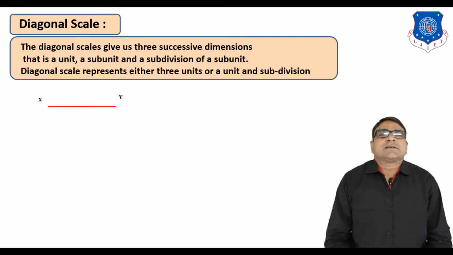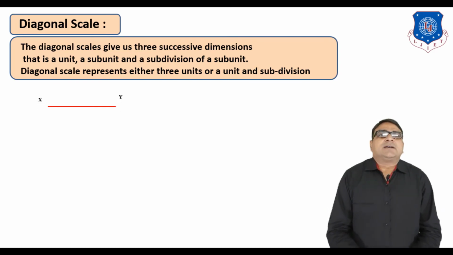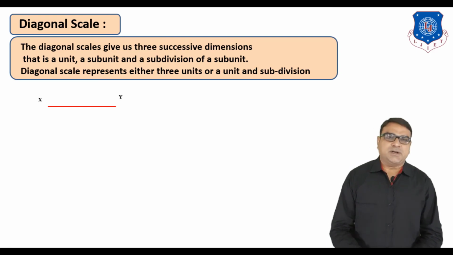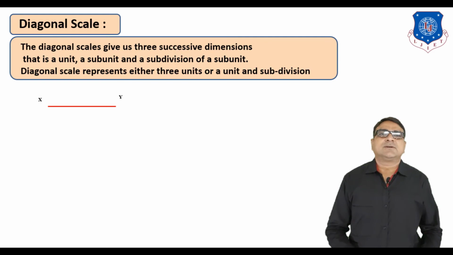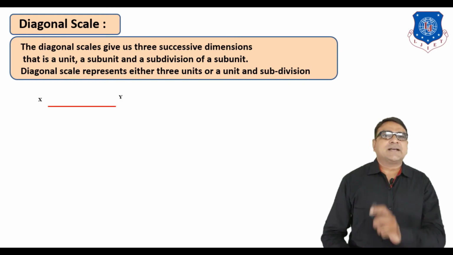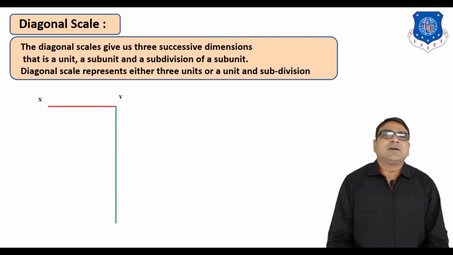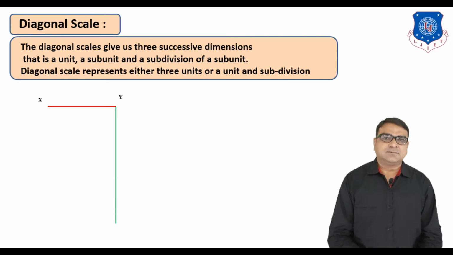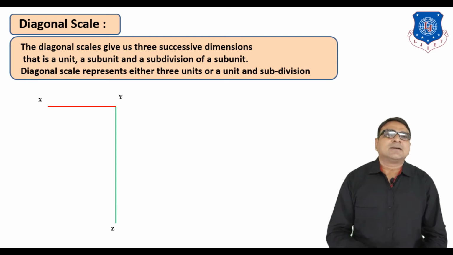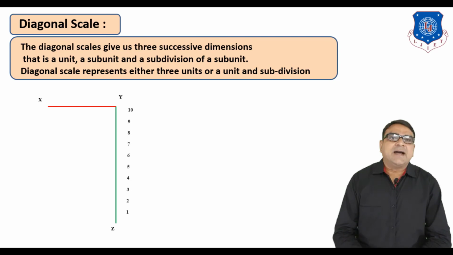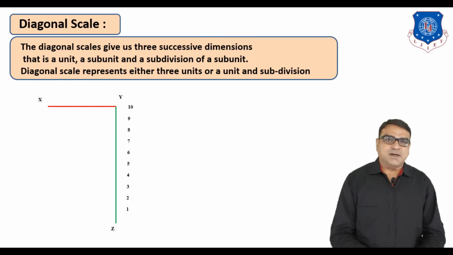So in a diagonal scale, if you want to divide the subdivision into subunits, how do you divide? If you want to divide this XY line into 10 equal parts, for that we have to draw one line from Y perpendicular to XY and divide this line YZ into 10 equal parts.